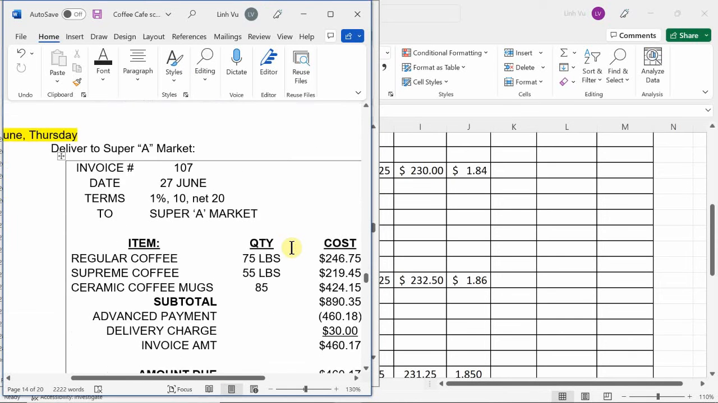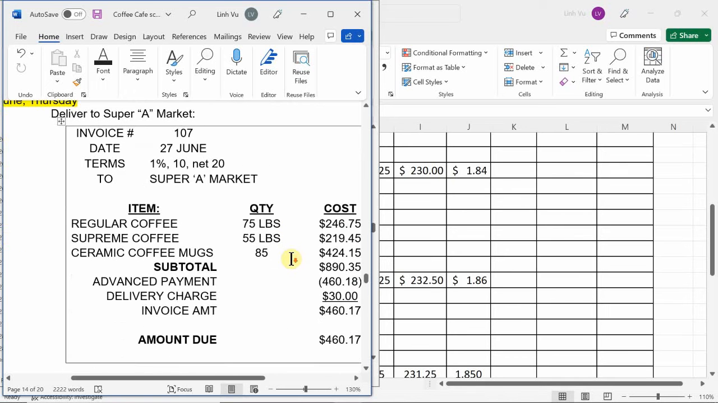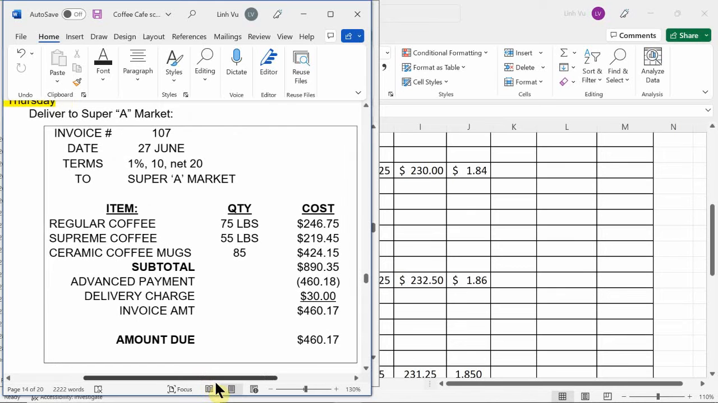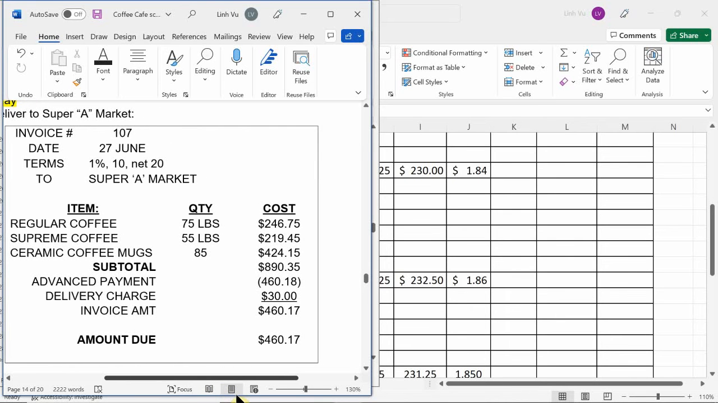So finally, we are now on the 27th. We're going to deliver to our Super A Market. So let's take a look at their invoice. Invoice number 107. There's the terms: 10% net 20. We sold 75 pounds of regular coffee, 55 pounds of Supreme coffee, and 85 ceramic coffee mugs. We have an advance payment applied to the invoice. So now Super A Market owes me $460.17.